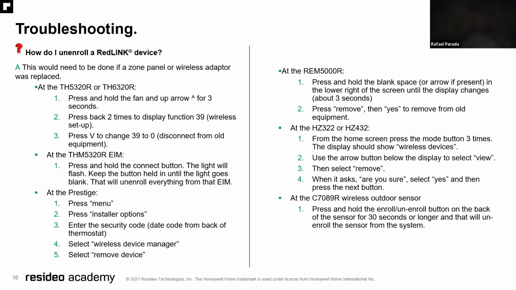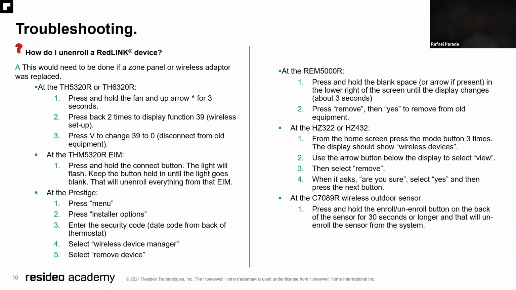what we need to do is to press and hold the fan and the up arrow buttons for 3 seconds. We are accessing the ISU here. And then we need to move to function 39, that is the wireless setup, and change it from 1 to 0. That will actually disconnect the thermostat from the RedLINK network.